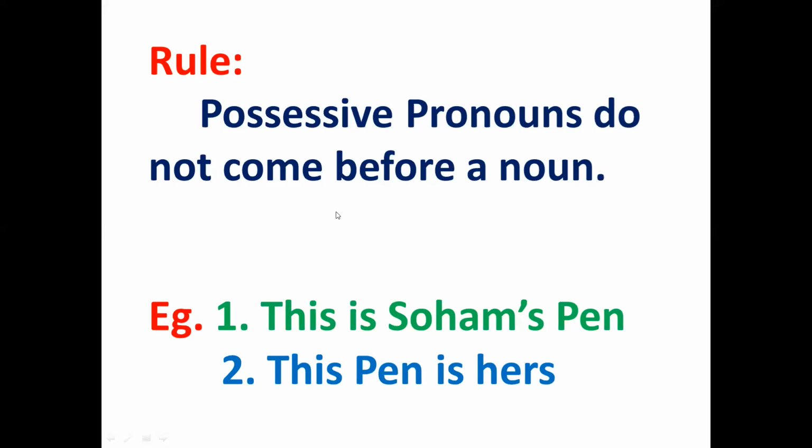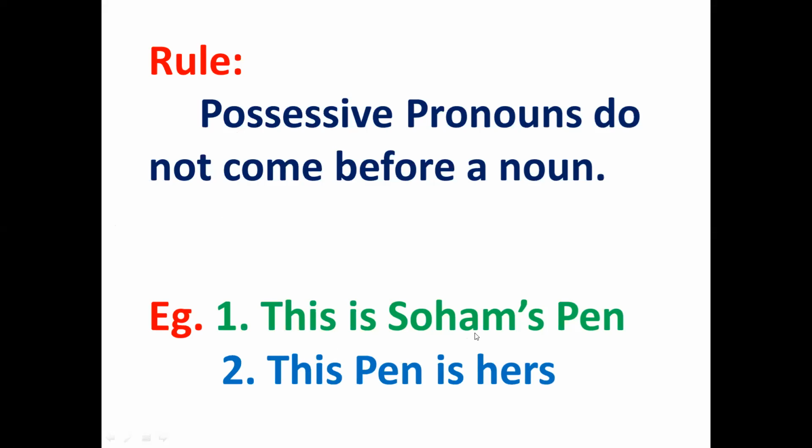So my dear students, a very important rule you should understand: possessive pronouns do not come before a noun. I have given you one example here. This is Soham's pen. In this sentence, we don't find any possessive pronoun. Can you find one here? No.